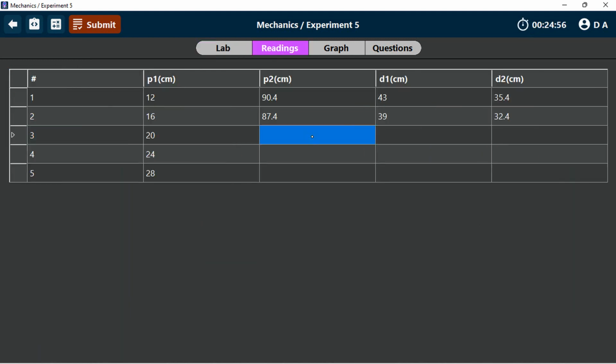So this is 84.4. Then what's D1? D1 is 55 minus 20, and that will give 35. Then D2 is 84.4 minus 55, and that will give 29.4.